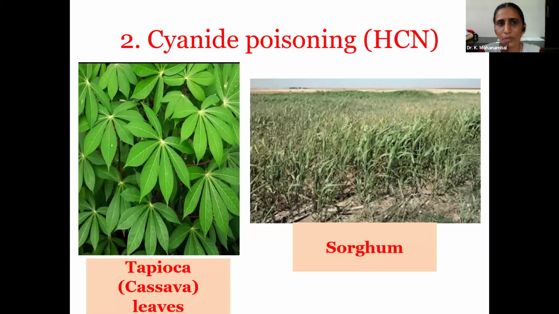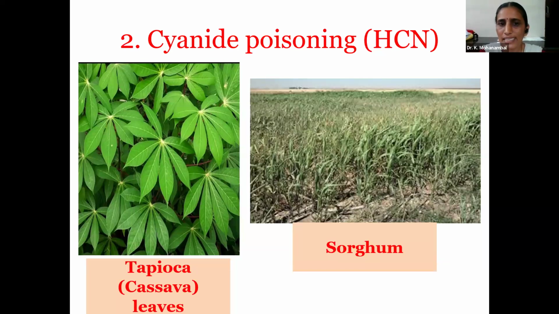And the next important one is cyanide poisoning, HCN. This is very common in Tamil Nadu. I think everywhere it is common. Sorghum bicolor or sorghum sudanense is a common cause of cyanide poisoning in southern states and northern states also. Tapioca, locally called cassava, is common in Tamil Nadu and Kerala, and maybe part of Andhra. These poisonings are common in our area.